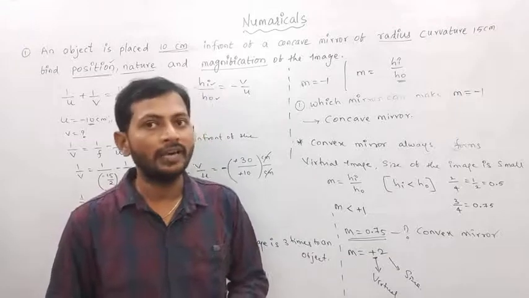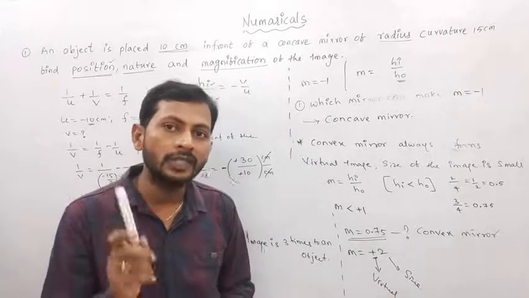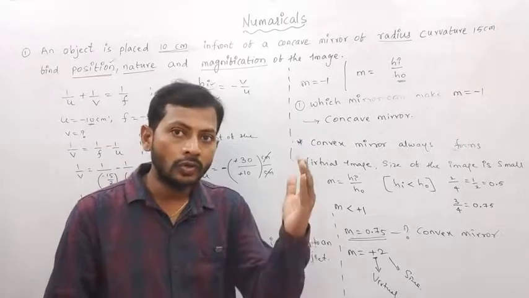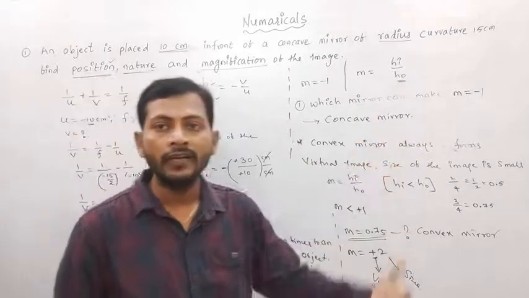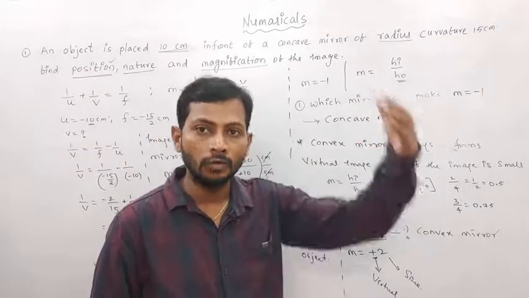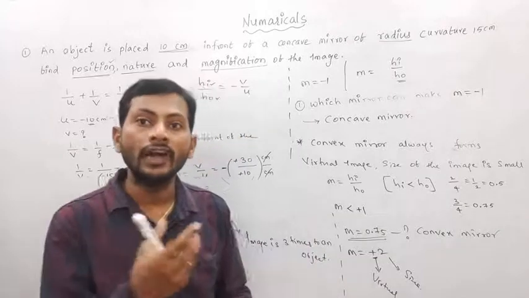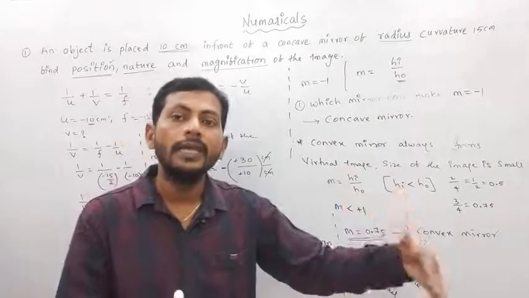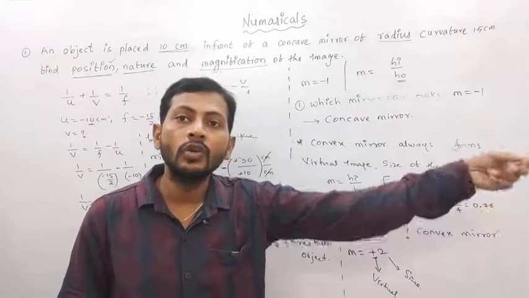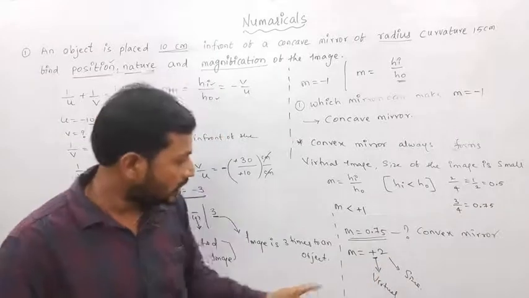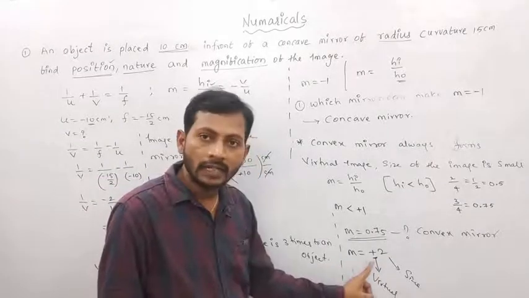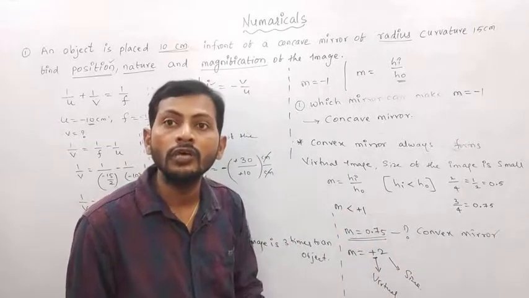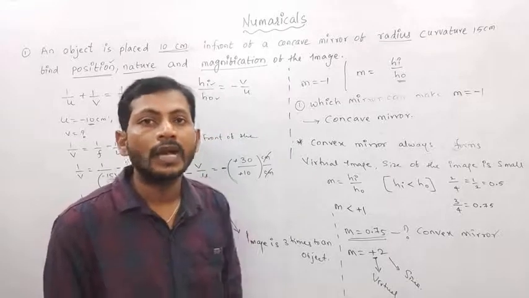Then the concave mirror: if the object is between pole and focus, there is a special case. I told you, when we stand in front of a shaving mirror or in the beauty parlor, we get the magnified image. In that case, the object is between pole and focus. Image is behind the mirror. It gives an enlarged image. That's why if magnification is positive and more than 1, that mirror is a concave mirror.